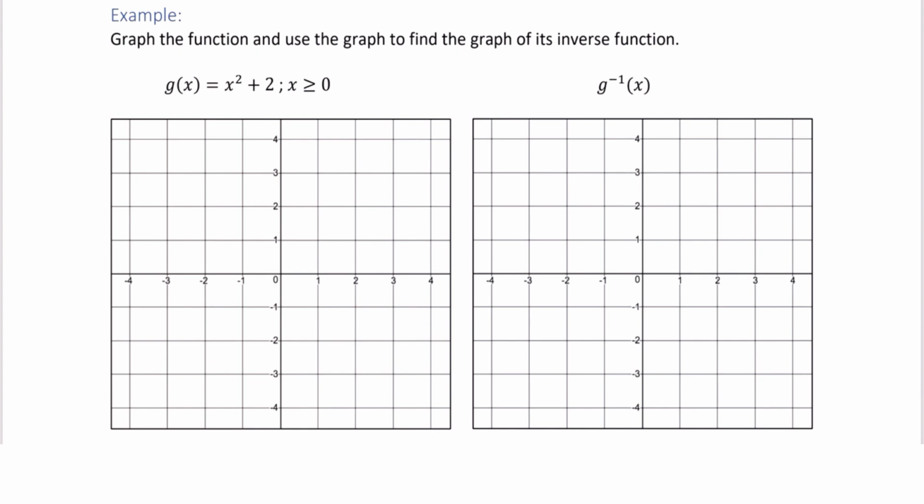G of x equals x squared plus 2. Without the extra condition of x being greater than or equal to 0, we can think of that as the basic quadratic that we're familiar with. This particular graph fails the horizontal line test, meaning it doesn't have an inverse.